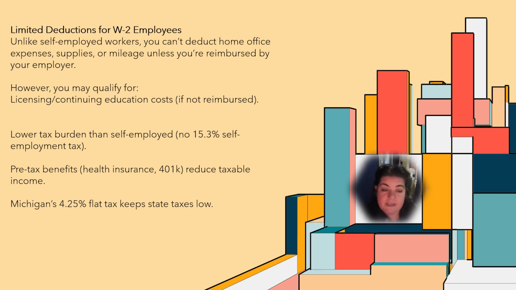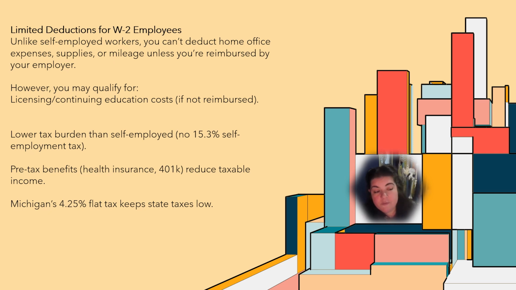Again, there's a lower tax burden than if you're self-employed. So instead of that 15.3 self-employment tax, you're looking at 7.65 FICA tax. You can also get pre-tax benefits as well, like the health insurance, 401k, that reduces your taxable income, although arguably you can do that self-employed as well.